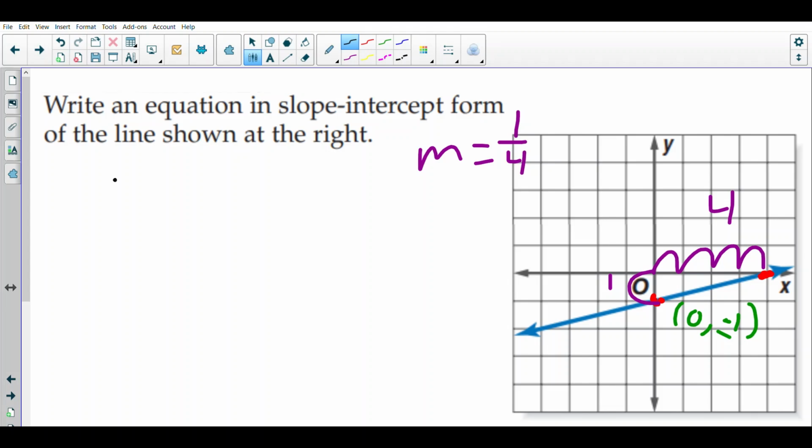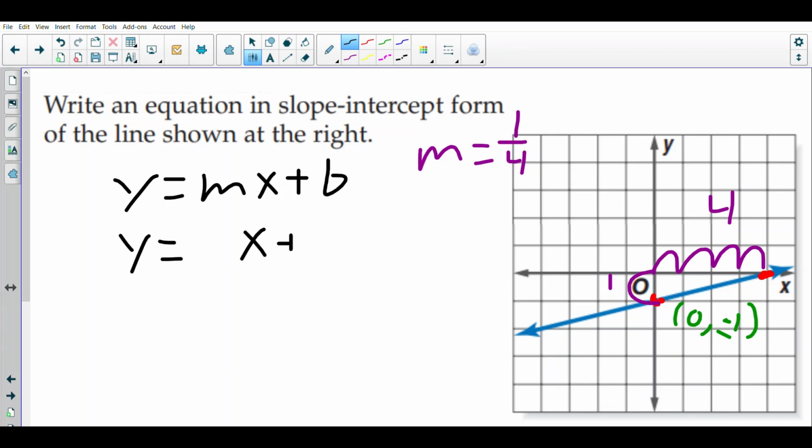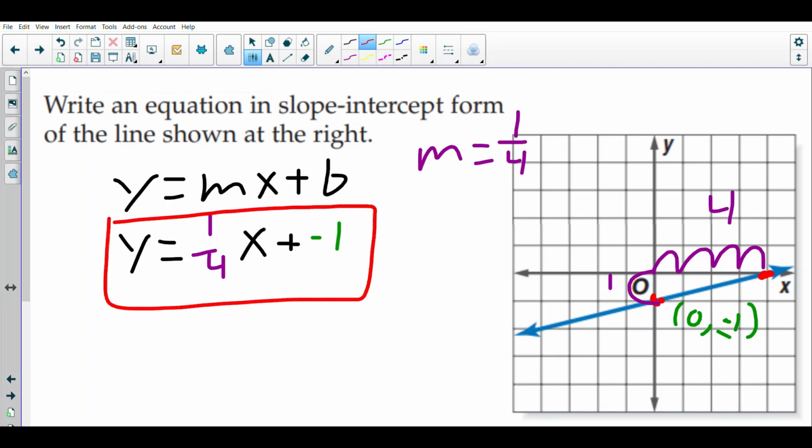So we plug into y equals mx plus b. I'm going to take out the m and the b, so y equals, and my slope is 1/4, so 1/4 x plus my b, which is -1. So there is your solution: y equals 1/4 x plus -1.